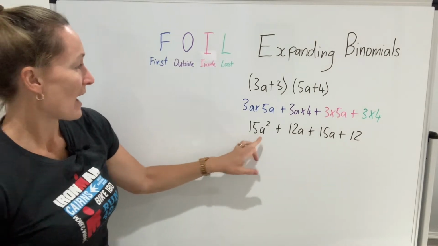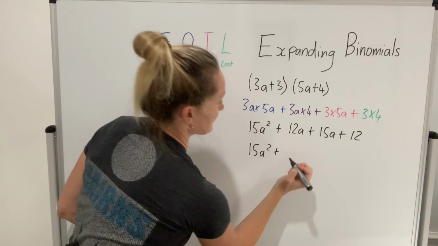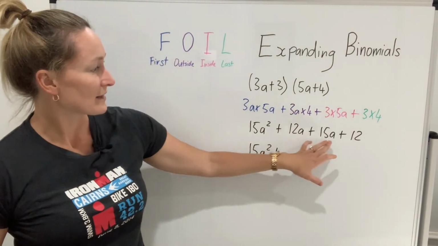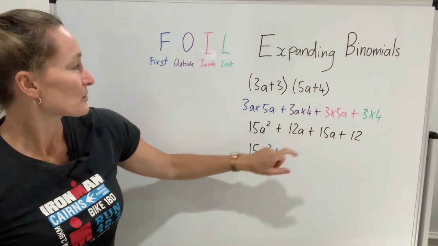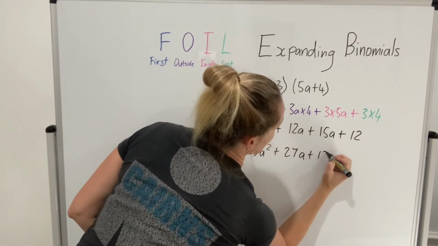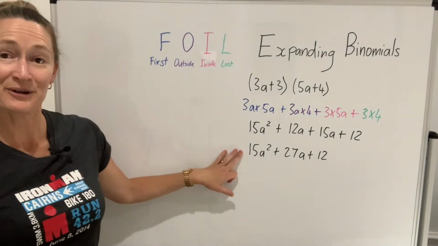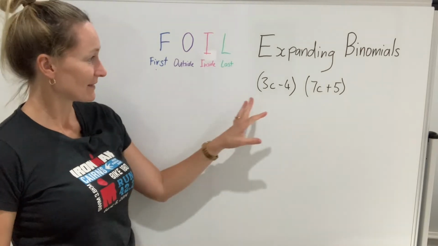Okay, if you got to that stage, then you would have gone to combine the like terms from there. A to the power of 2, there's nothing to add that to, it stays as it is. We can combine these, they both have the variable a there, 12 plus 15, so we've got 27a plus 12, there's your answer. All right, practice question number 2.